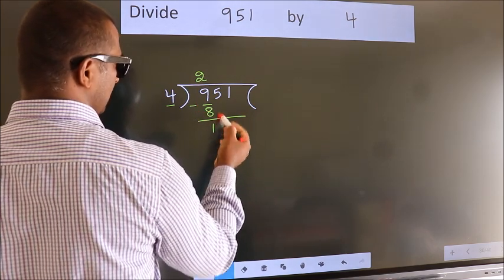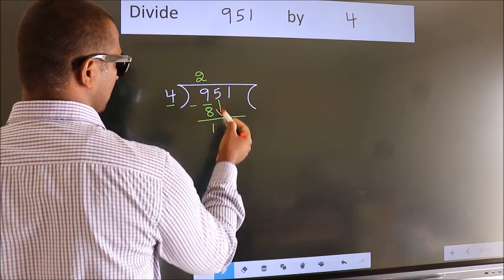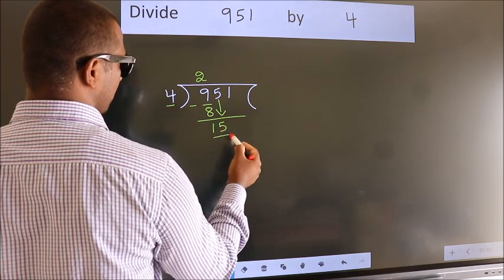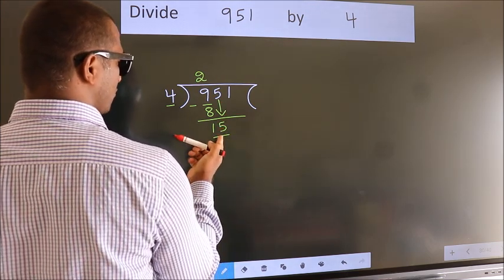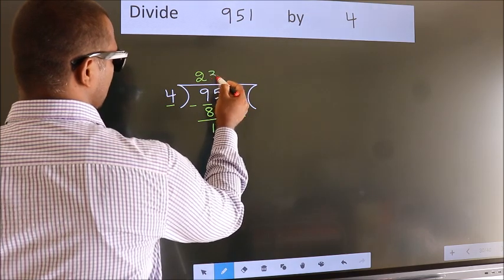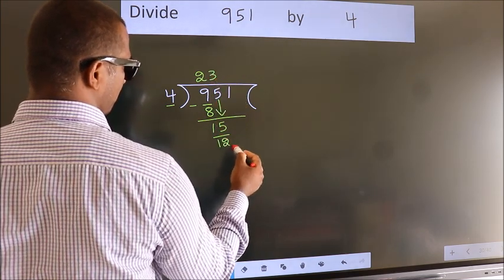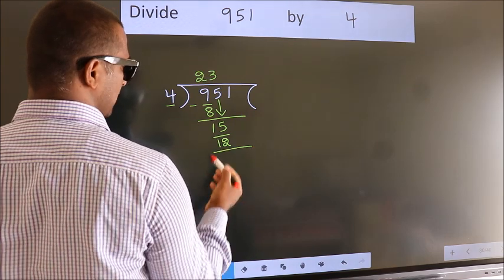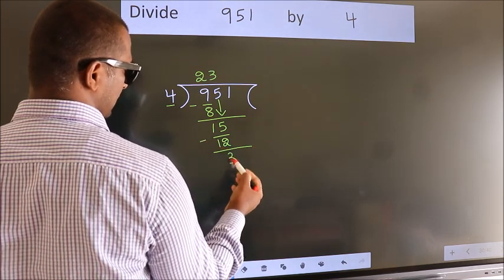After this, bring down the beside number, so 5 down, so 15. A number close to 15 in the 4 table is 4 3s are 12. Now we subtract, we get 3.